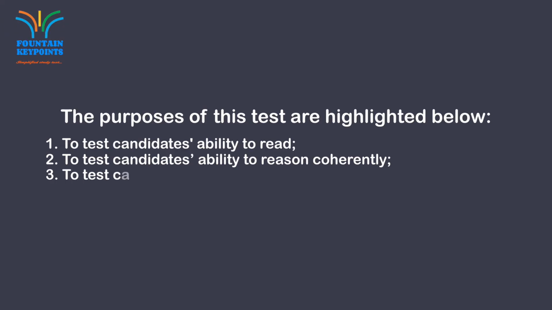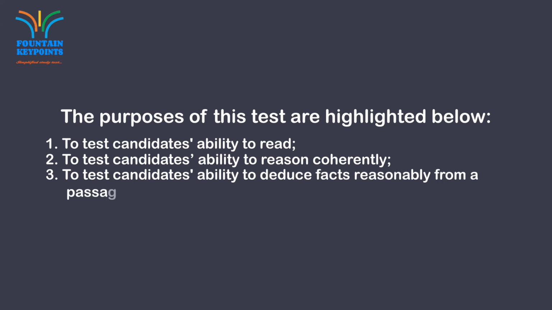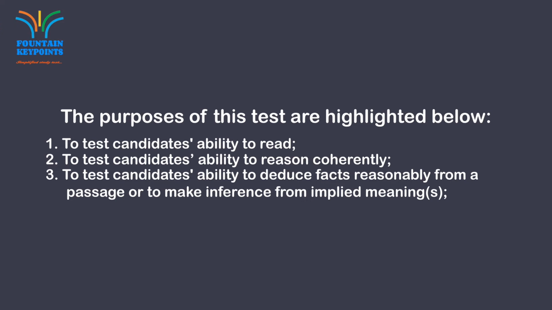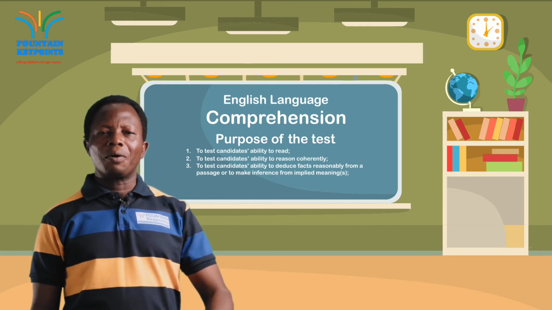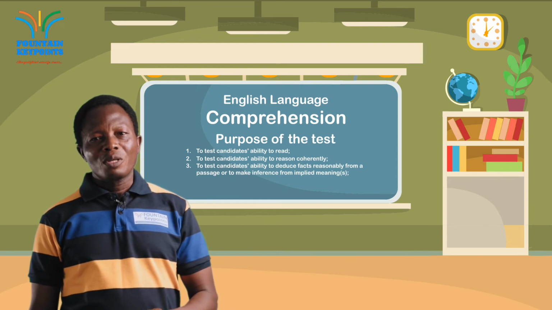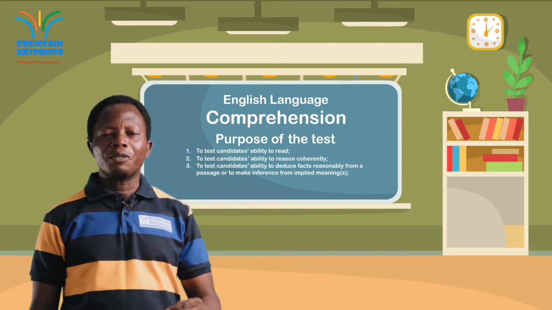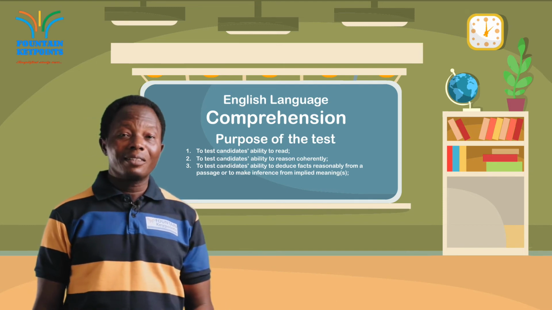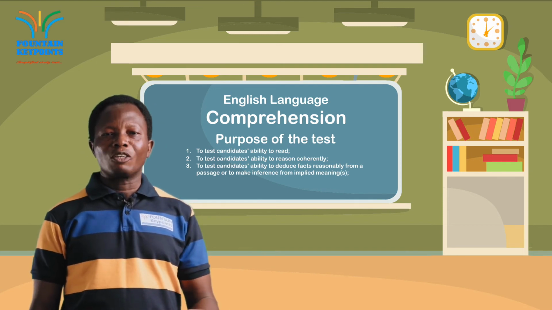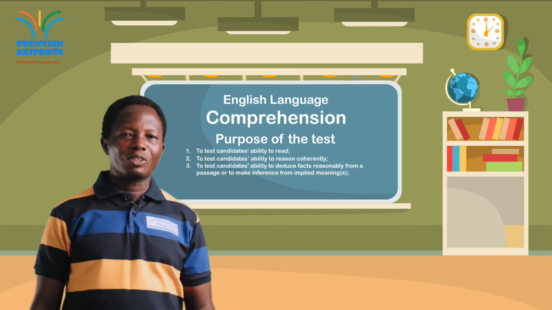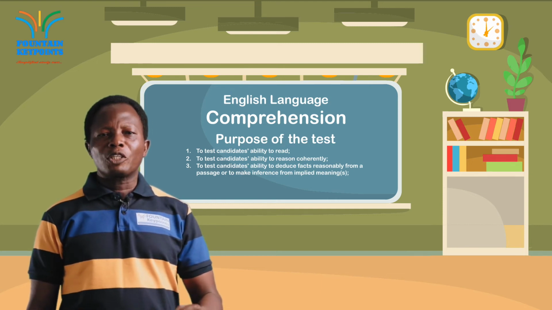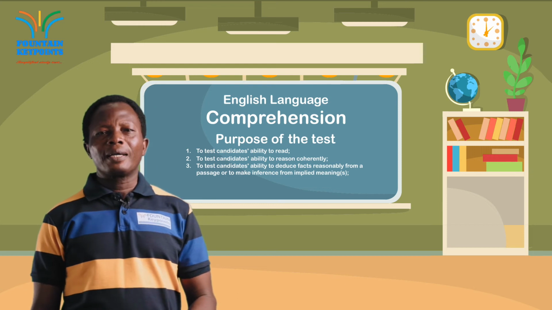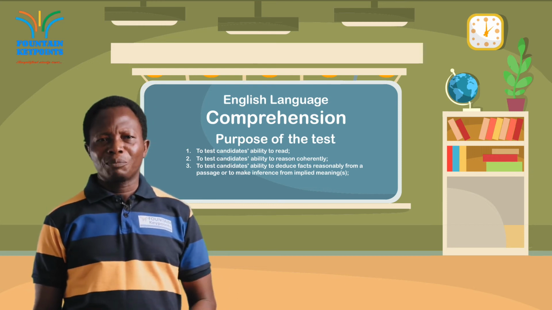Number 3, to test candidates' ability to deduce facts reasonably from a passage or to make inference from implied meanings. There is a difference between implied meanings and inferred meanings. When we talk about implied meanings, we're talking about a writer and a speaker. The meaning given to an expression by a writer or a speaker is simply implied. And from the angle of the listener or reader, it is inference. Many people don't speak with explicit meaning. The meanings of expressions are hidden, and that is why most expressions are implied.